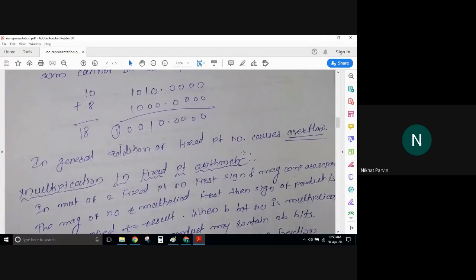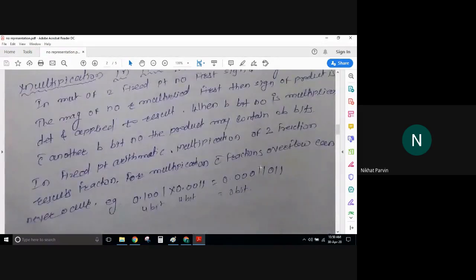The important point to note here is, whenever you are multiplying fractional numbers, definitely the result will be a fractional number only, and there will not be any overflow. If you multiply 0.00111 by 0.11011, definitely the answer will be a fractional number only.